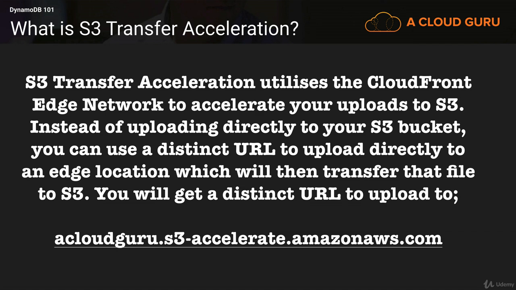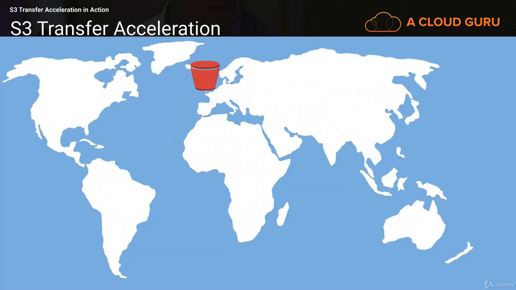It's going to be something like a Cloud Guru, so your bucket name, .s3-accelerate.amazonaws.com. So what's actually going on? Well, to help you visualize it, we've got this little diagram.